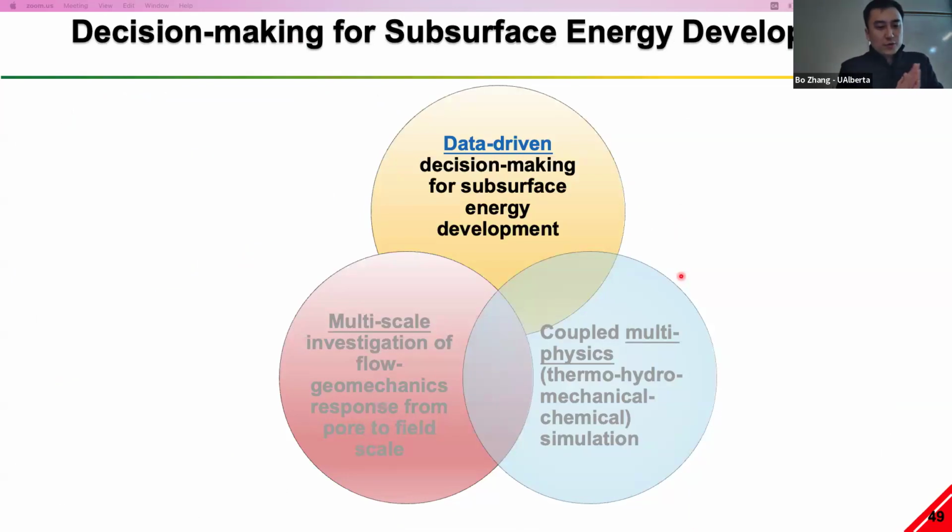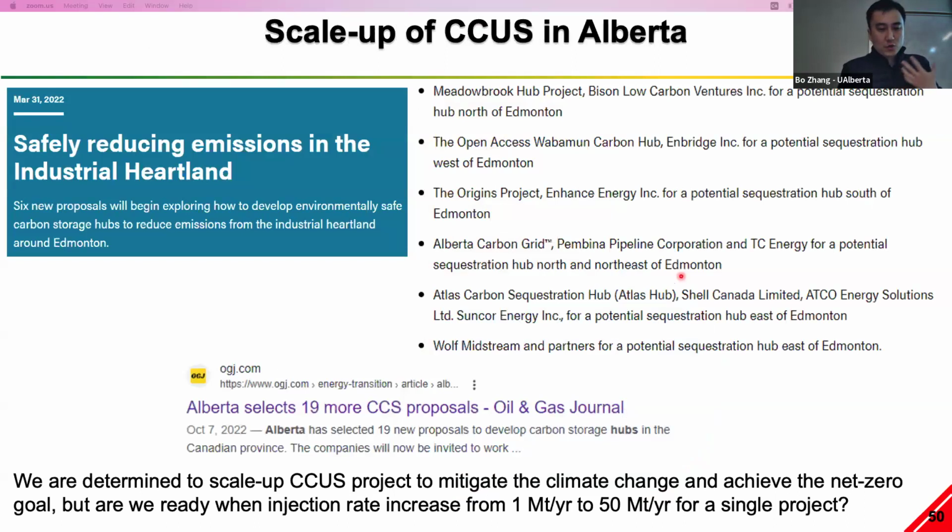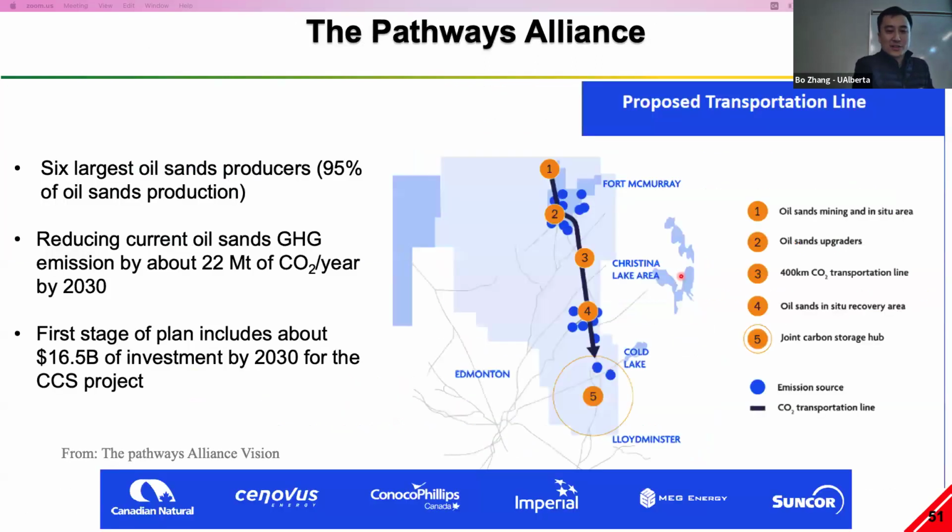Okay, now on to decision-making for subsurface energy development. As we all know, there are more than 25 proposals trying to develop a lot of CCUS hubs beneath our feet, right? And the Pathways Alliance just submitted their formal application yesterday to the Alberta Energy Regulator, and it seems like they are very serious about developing that.